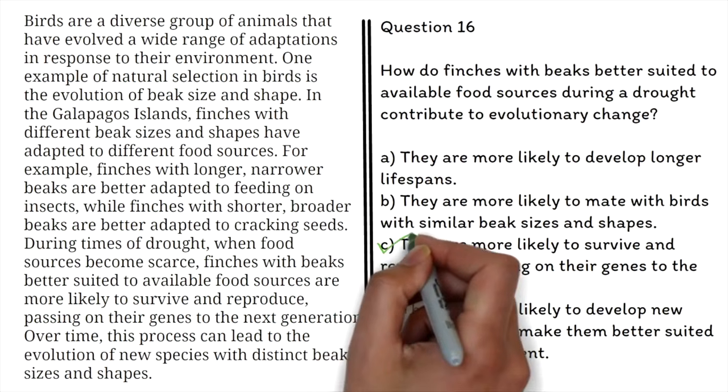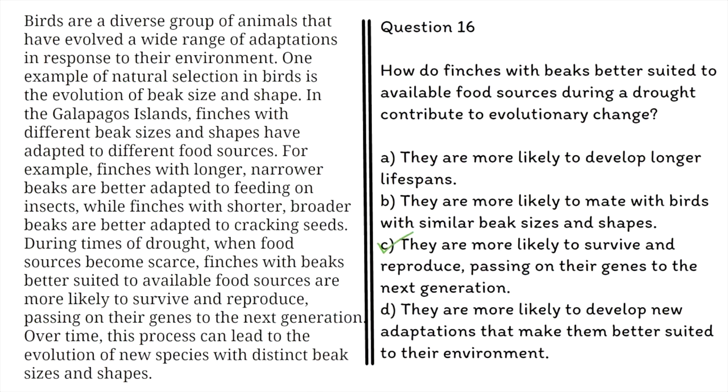The answer is C. They are more likely to survive and reproduce, passing on their genes to the next generation. During times of drought, when food sources become scarce, finches with beaks better suited to available food sources are more likely to survive and reproduce.